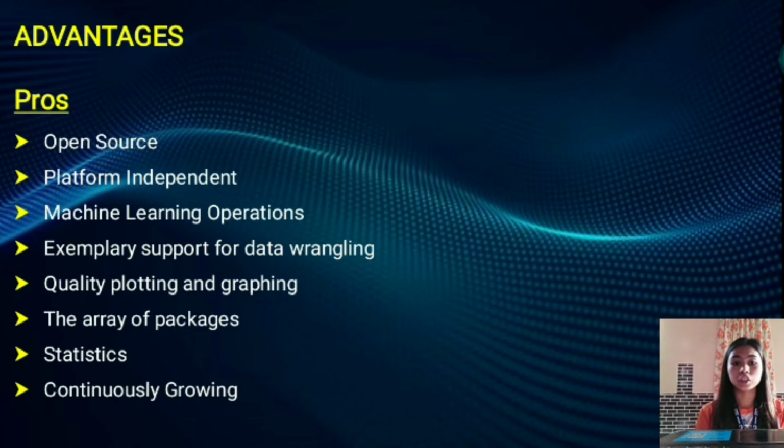The last advantage is continuous growth. R is a constantly evolving programming language. It is a state-of-the-art technology that provides updates whenever any new feature is added. So that was the advantages of the R programming language. Let's move to the disadvantages of the R programming language.